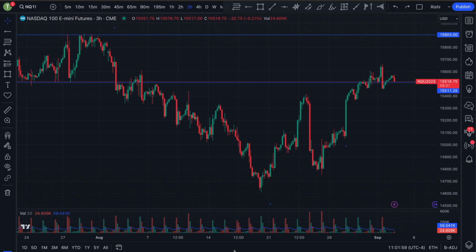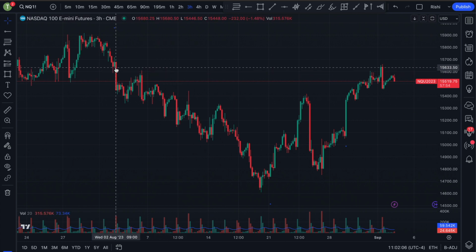Alright, first off, let's delete those old support and resistance zones that we were talking about earlier. Alright, now I'm going to zoom in to these two candlesticks to show you how to draw the supply zone.